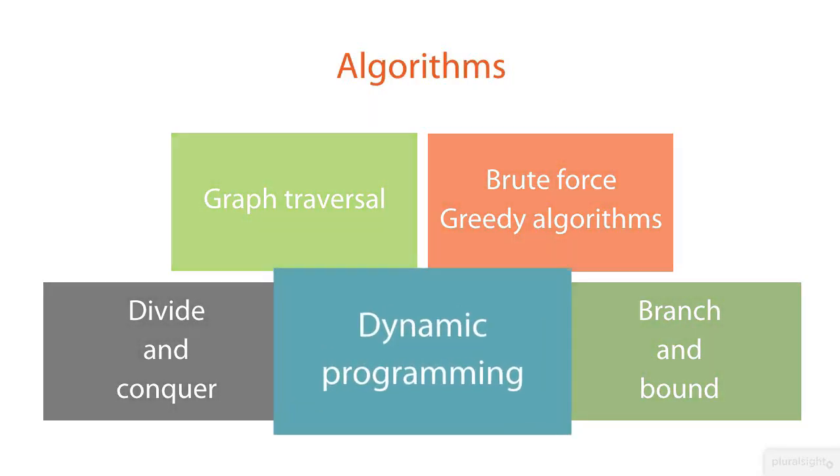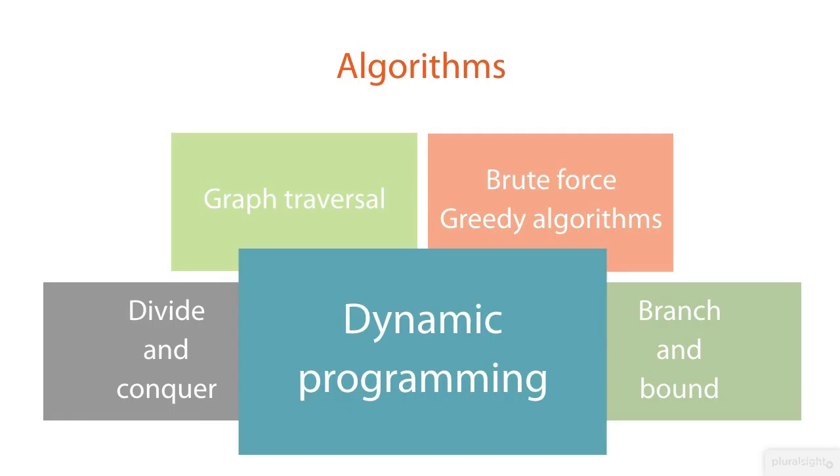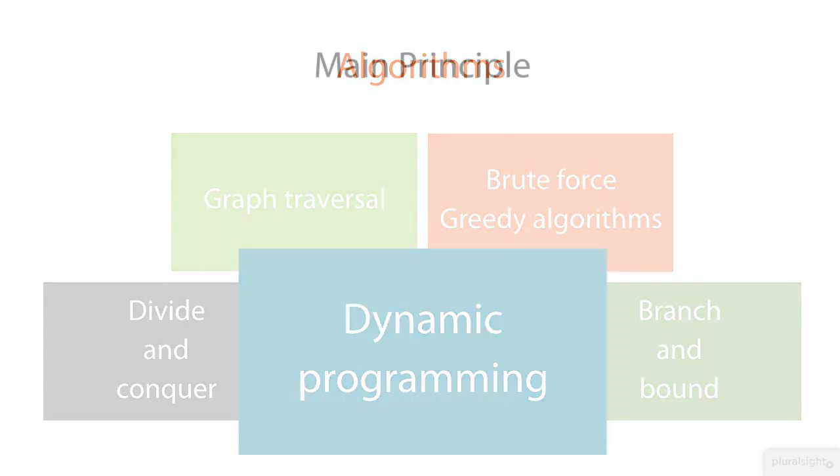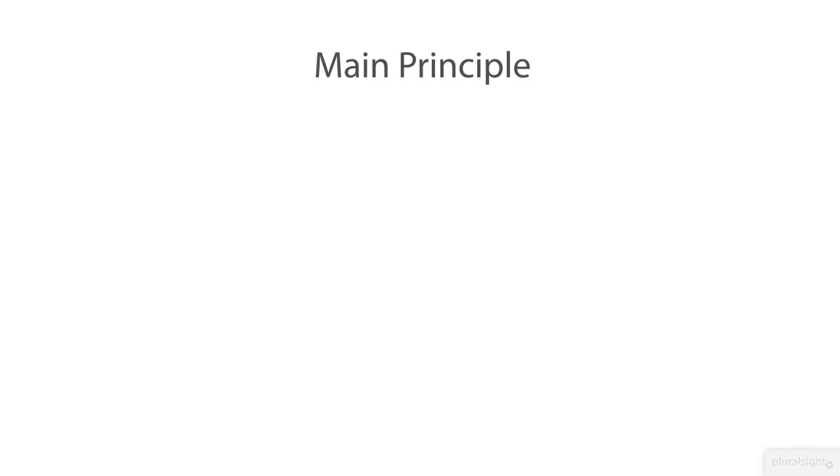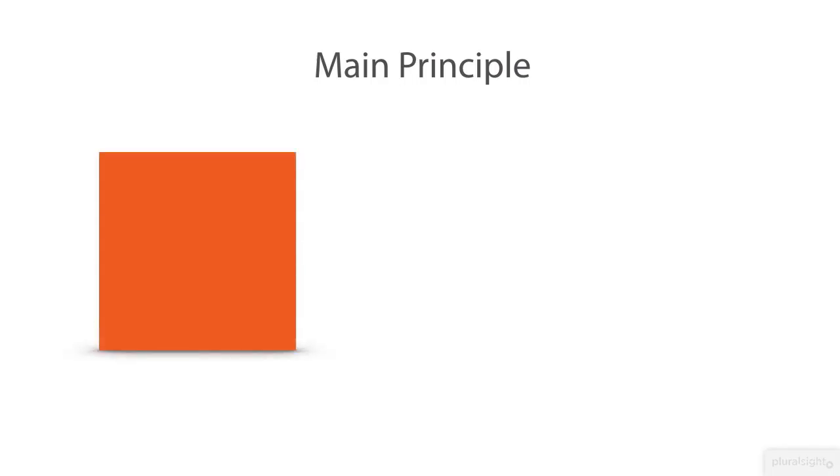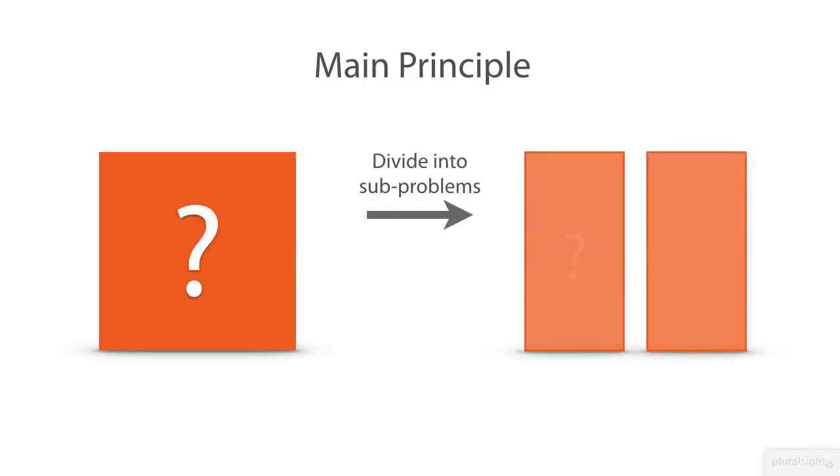A technique that builds on the same core idea as divide and conquer is dynamic programming. Let's take a closer look at it. Like with divide and conquer, let this box represent a large and complex problem. Dynamic programming also exploits the property that some problems can be divided into smaller subproblems that can be solved individually.